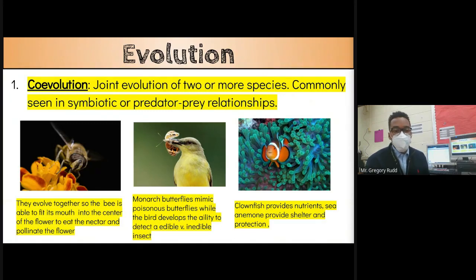For example, a bee with its mouth that is perfectly shaped to fit into the center of the flower to be able to get the pollen or the nectar and then spread the pollen. Then we see specific butterflies that use what's called mimicry. So some butterflies are not actually poisonous, but they resemble poisonous butterflies. And so this, of course, scares away predators. So coevolution is when 2 or more species are evolving together. Pretty simple.